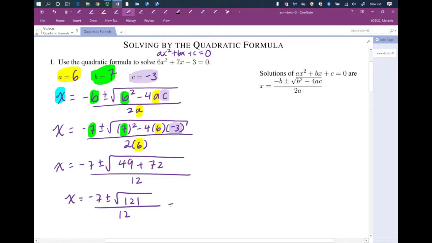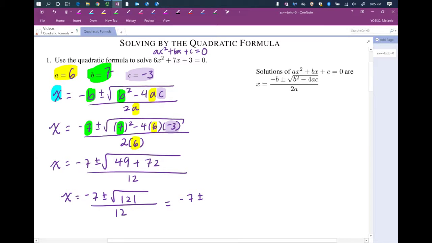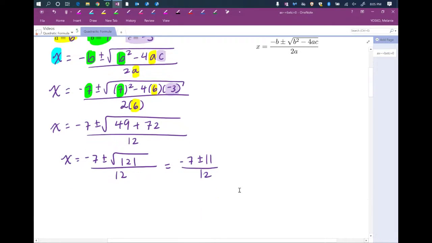Well, the square root of 121 is 11, so we have negative 7 plus or minus 11 over 12. We can write this as two answers. So x equals negative 7 plus 11 over 12, or x equals negative 7 minus 11 over 12. Negative 7 plus 11 is the same as 11 minus 7, right? So we get 4 over 12, and notice the sign in here is a positive. We can reduce 4 over 12: divide the top by 4, you get 1, divide the bottom by 4, and you get 3.